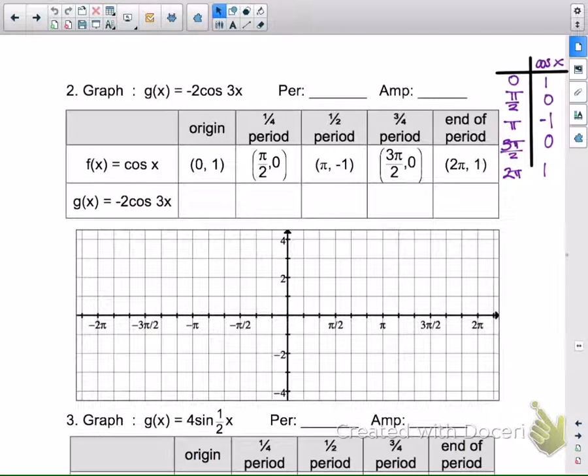All right. So once we have our cosine, then we use our points or our letters out of our table. What's my a value for this? -2. That means I'm going to take -2 and multiply it by my y's. So I'm going to go through each of my y's here and multiply them by -2. The only tricky part about this one is that even though we multiply by -2 here, what is the amplitude? +2.